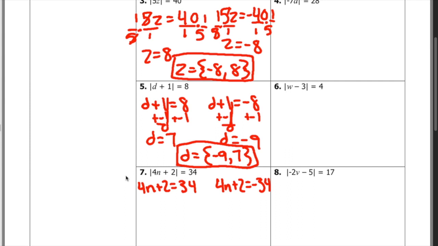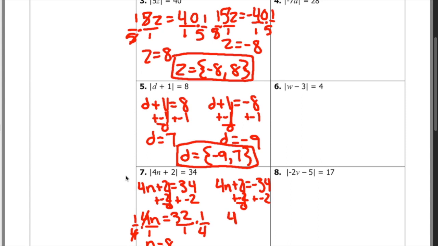You guys are also pros at these, so we're gonna solve like we always do: plus negative 2, plus negative 2, 4n equals 32, multiply by our reciprocal, and n equals 8 for using positive 34. Then when we solve with negative 34, add negative 2, add negative 2, we have 4n equals negative 36, multiply by the reciprocal, and n equals negative 9.